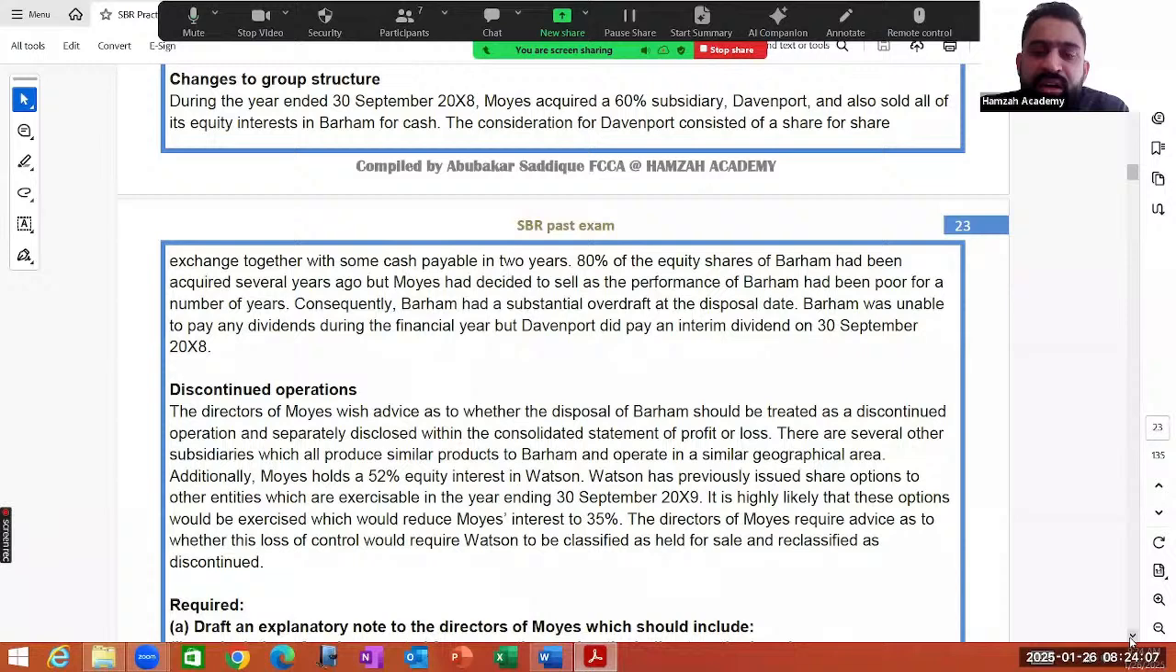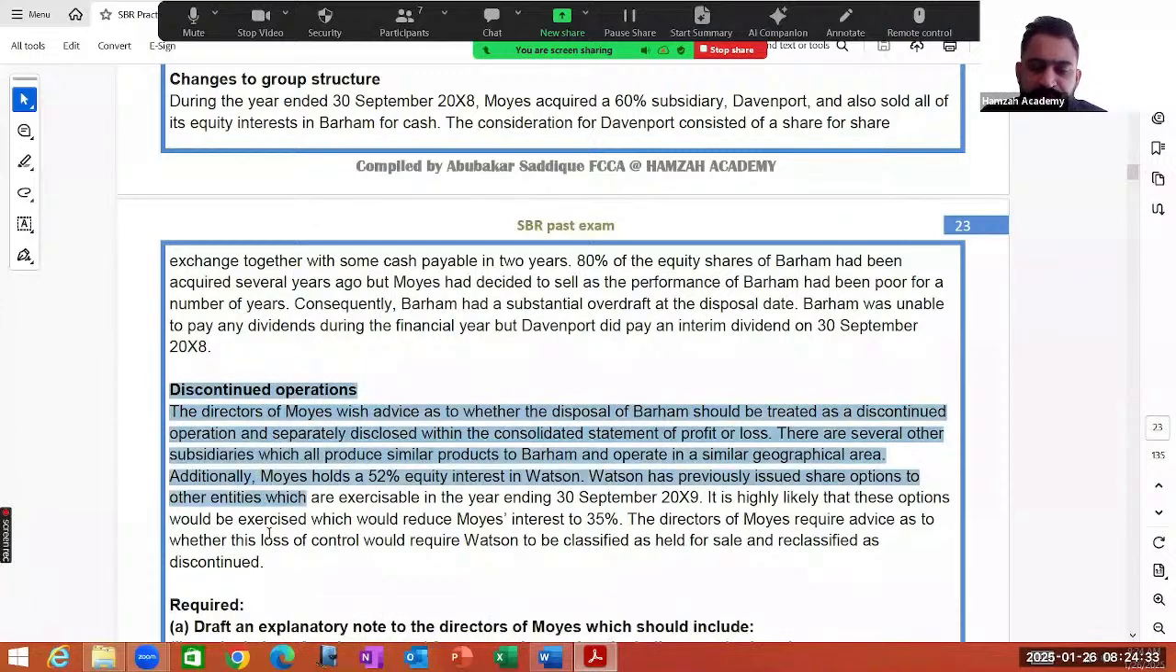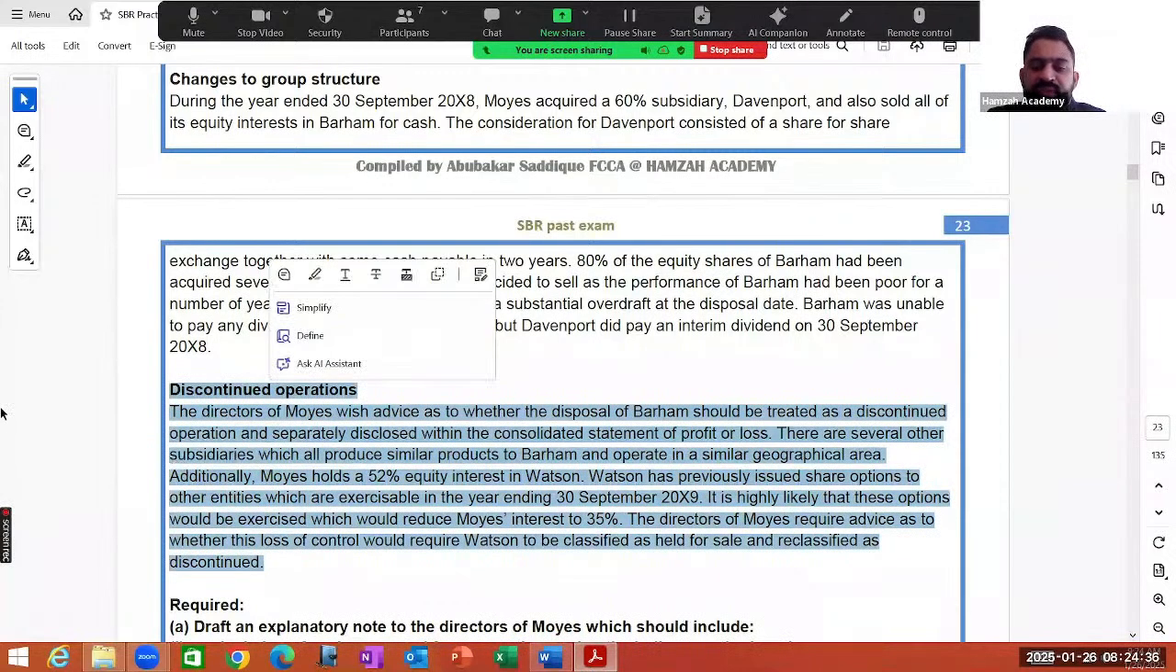in Barham for cash. So they acquire a subsidiary, that is not a point of concern at the moment, but they also dispose or sell their equity interest in Barham company. Now come to this last paragraph. The background of this exhibit is that Barham company has been sold.